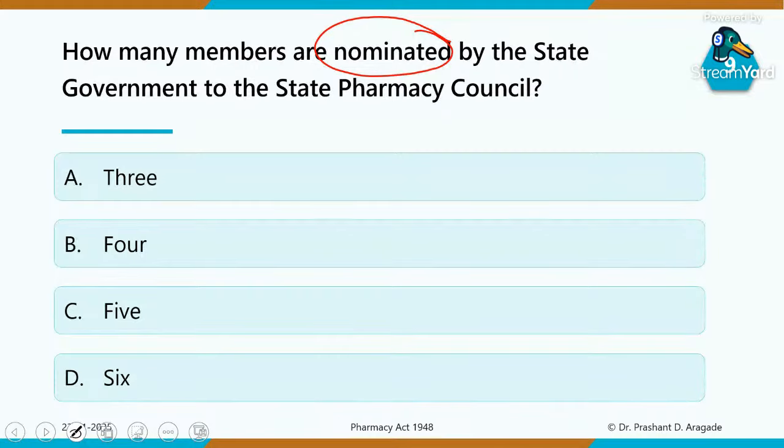Yes, 3, 4, 5, 6. Yes, correct answer is 5.